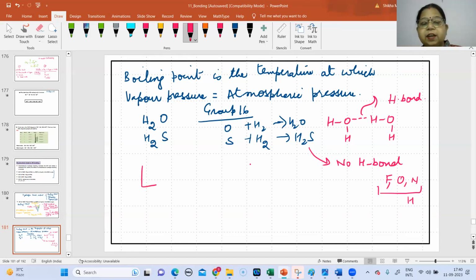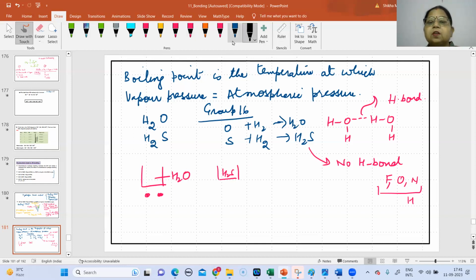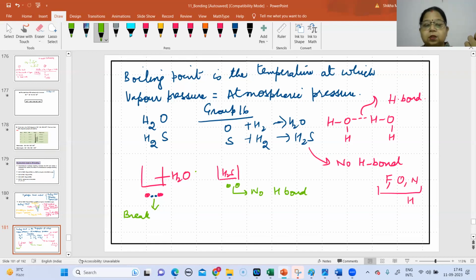Then, when we have taken two containers, one is filled with water and another is filled with H2S. In this container, the water molecules, apart from having a normal force of attraction, have an additional force of attraction in the name of hydrogen bonds, right? If we talk about the molecules of H2S, there is no hydrogen bond. What is a boiling point? The temperature at which vapor pressure must be equal to atmospheric pressure. That means you have to supply additional energy because you have to overcome these hydrogen bonds also. Only then will they convert into separate molecules and reach the surface or the top of the container.